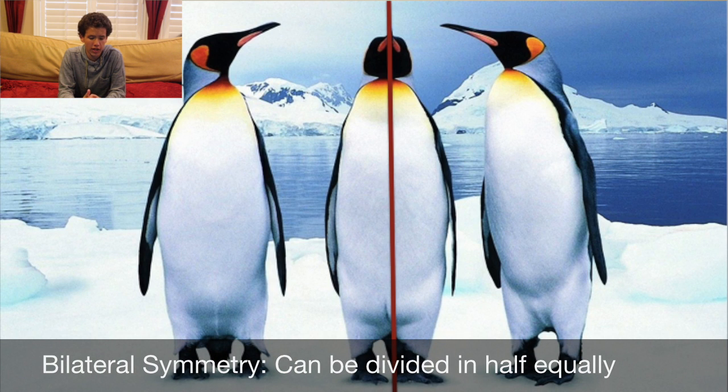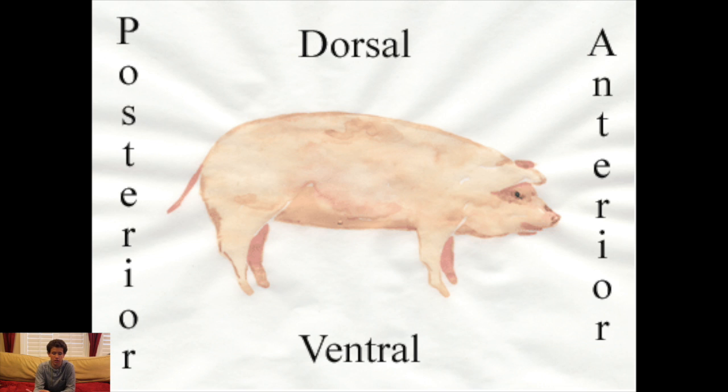The third example is bilateral symmetry, and that can be divided in half once, so it's a mirror of itself. An example of that would be like a penguin. A penguin has both sides the same. Those who have bilateral symmetry also have cephalization, which is basically a body plan with a head and a tail. That includes an anterior, which is the head, a posterior, which is the tail or butt, a dorsal, which is the backside, and a ventral, which is the underside or the stomach and belly.